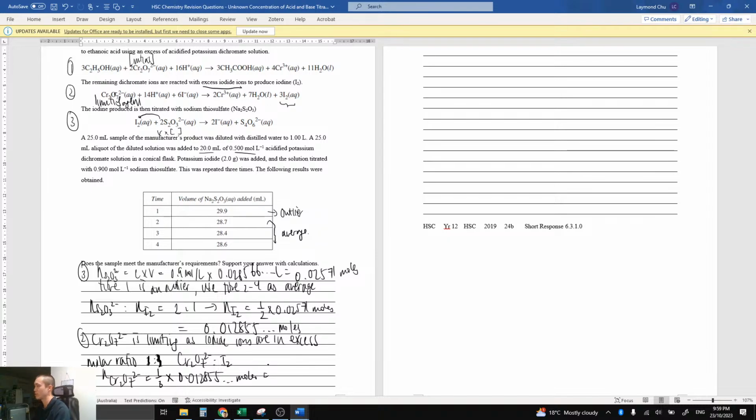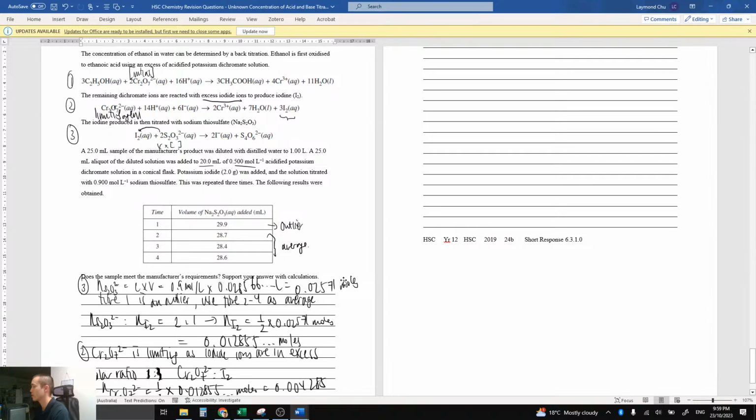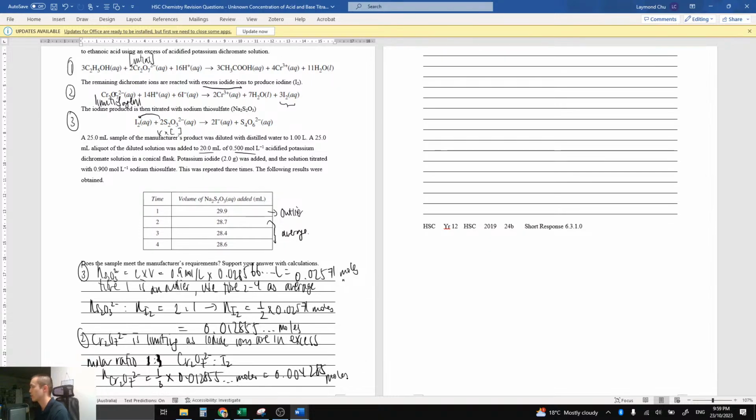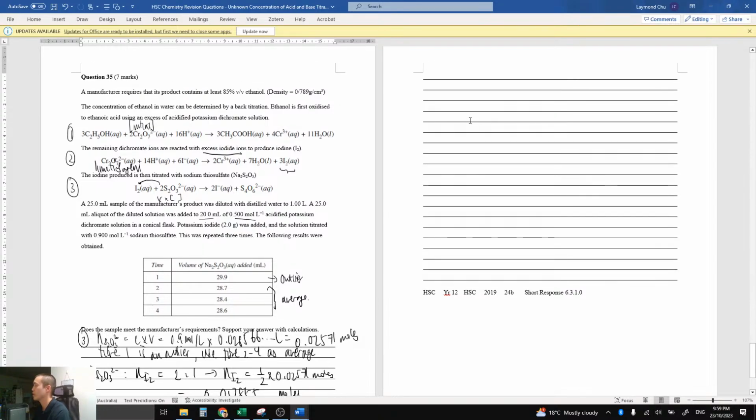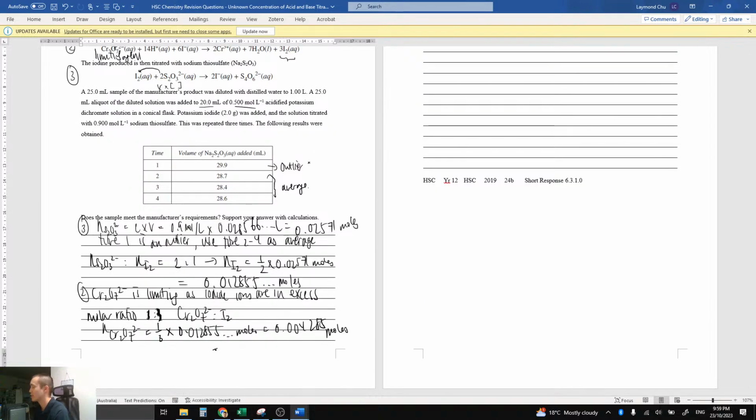Which is third times 0.01288, 0.04285. Okay, so that's our moles of our dichromate. Now just going to move over up here. So we're saying that's the dichromate and that's the remaining, right? So we can note that one down. So that's equal to the dichromate ions excess.